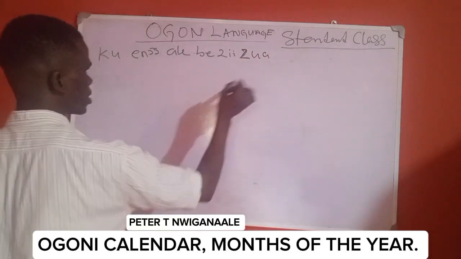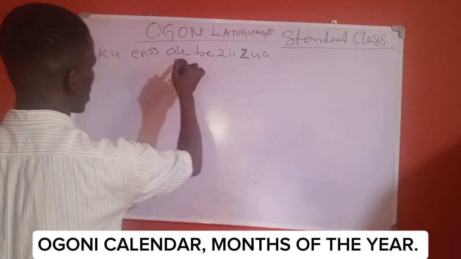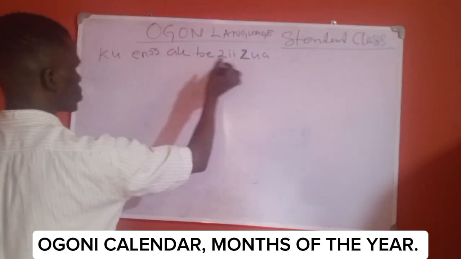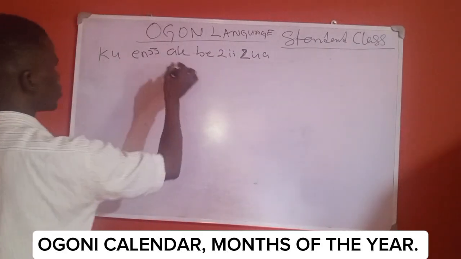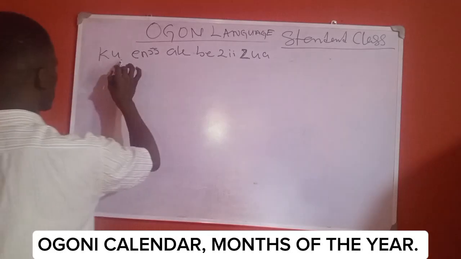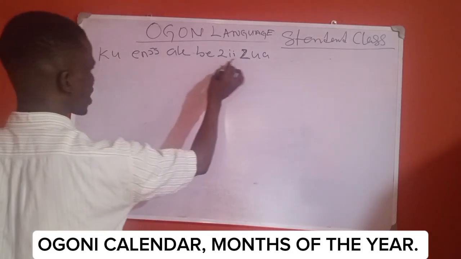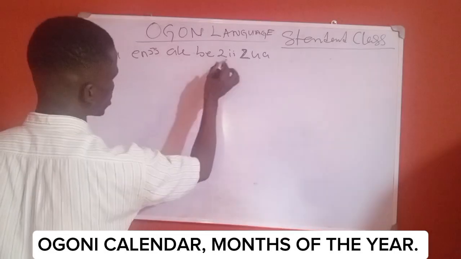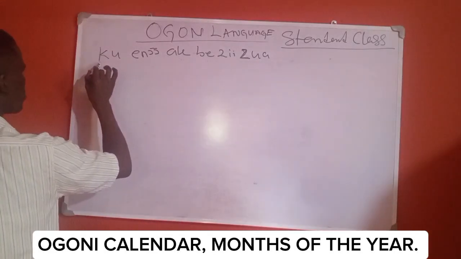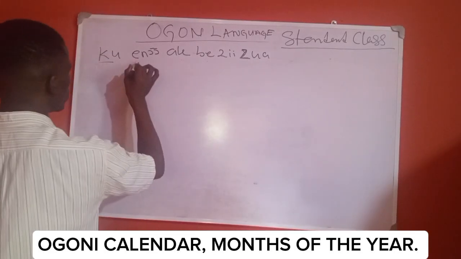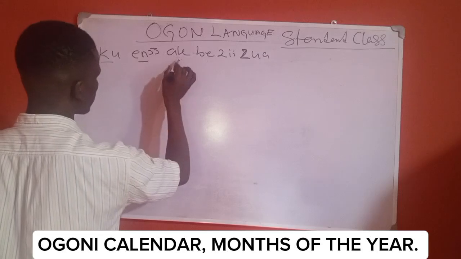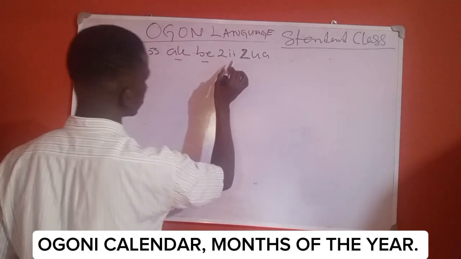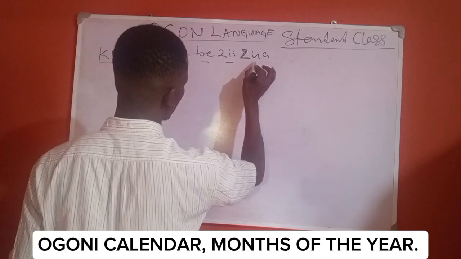Kueno Alebuzin Dua. How many months are in a year? Kueno Alebuzin Dua. This is the spelling in pure Ogoni Khana language. Ku is how many, eno is months, ale is in, a year.